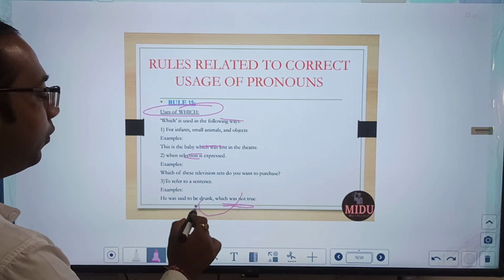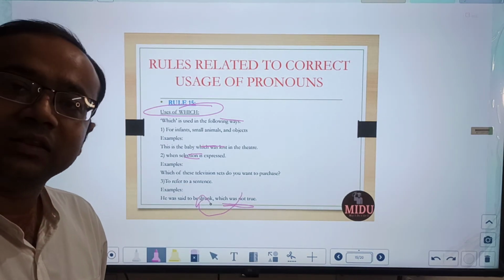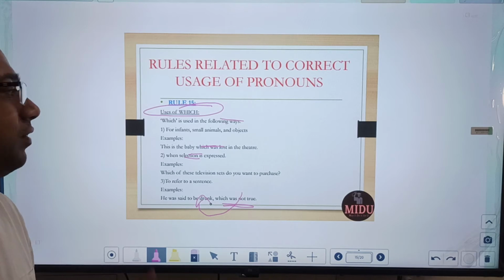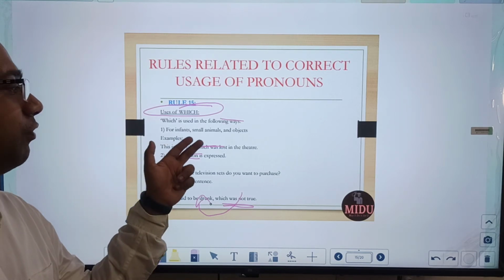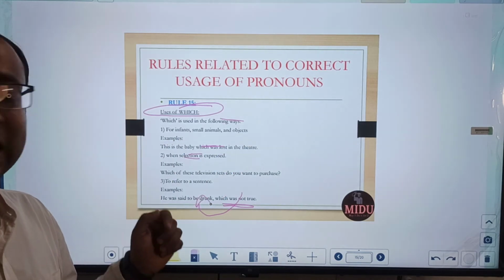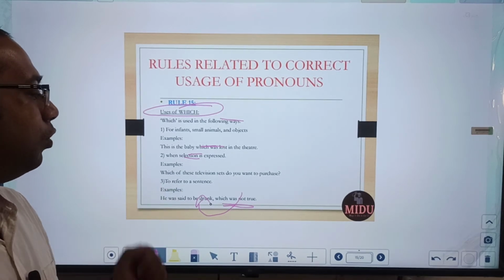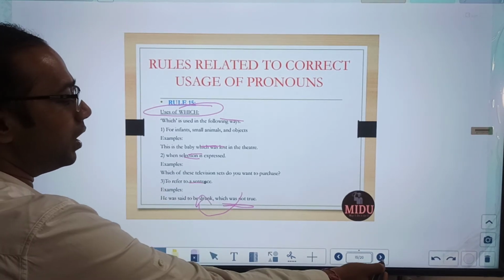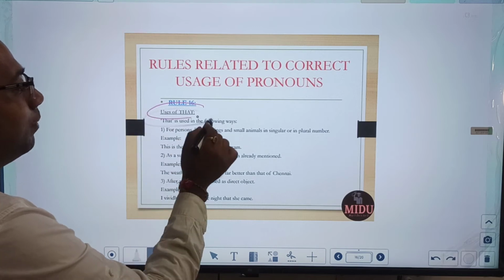So when we want to refer to something, want to give reference, then also "which" is used. So let us revise three uses of "which": for infants, small animals or objects; in case of selection; and when we want to refer to a sentence. After uses of "which", let us study the uses of "that".